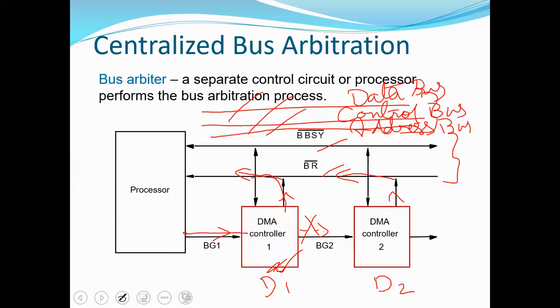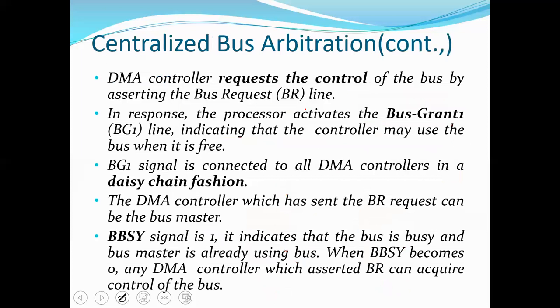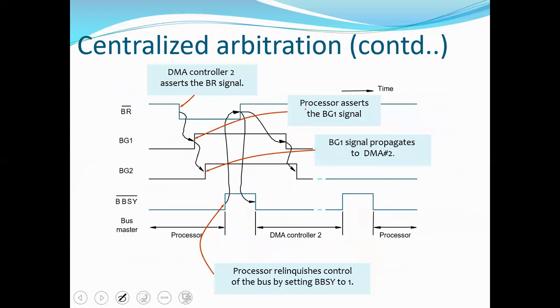Fine. So that is centralized bus arbitration. We'll just see the timing diagram of centralized bus arbitration. Here the bus request comes. Okay, bus request has come from DMA controller 2. So immediately as the bus request comes, bus is granted by the processor, or the bus arbiter. Okay, so the bus arbiter circuit grants the bus request.